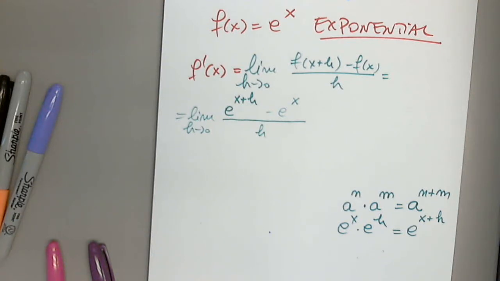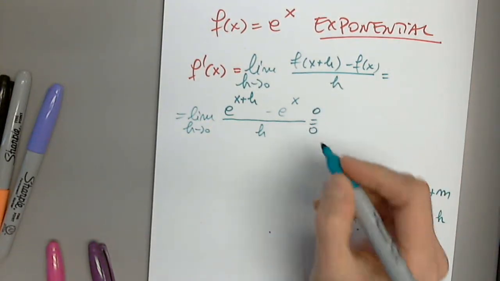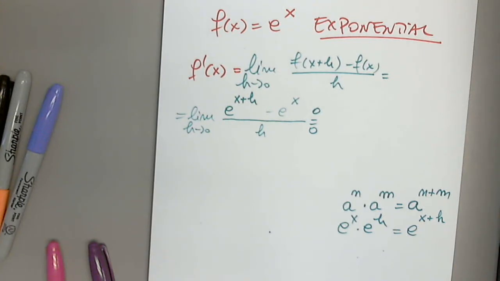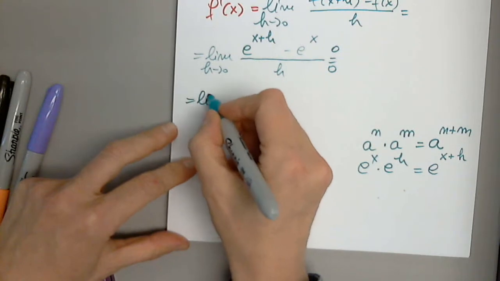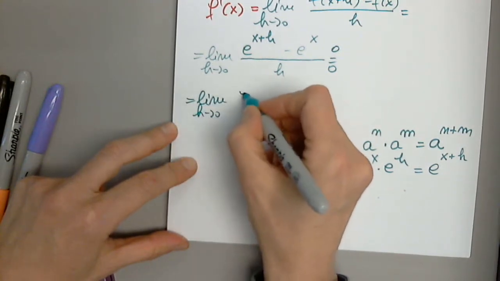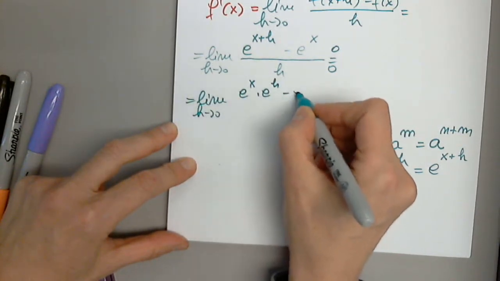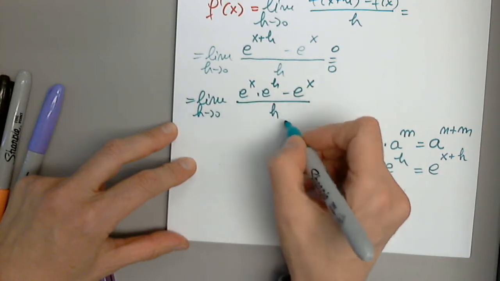Please plug in h and tell me what you get. What do we get? Do you all agree with 0 over 0? e to the x minus e to the x, and the denominator is 0. Good, perfect. So then I will copy the limit as h approaches 0 of e to the x times e to the h minus e to the x divided by h.